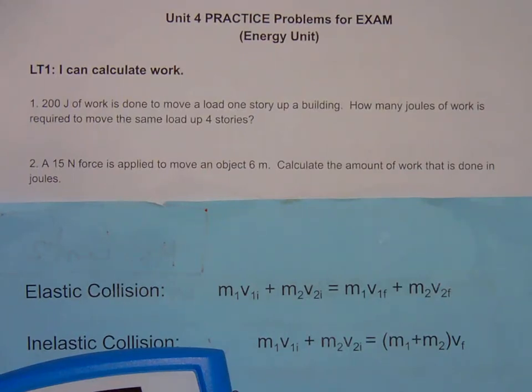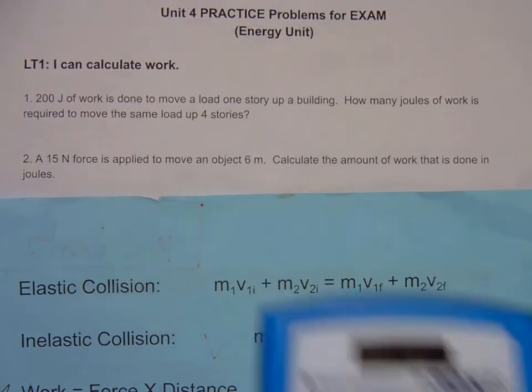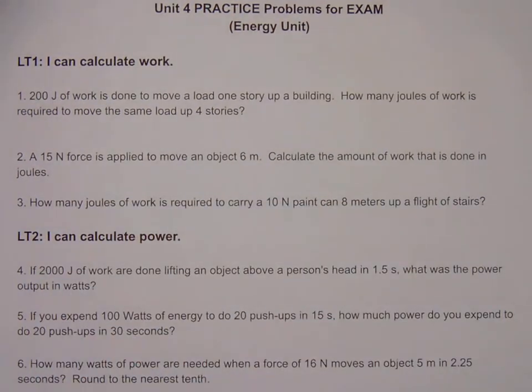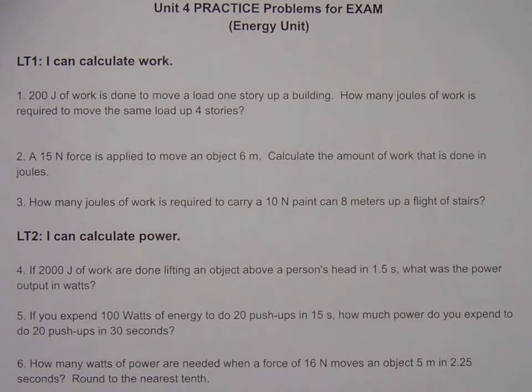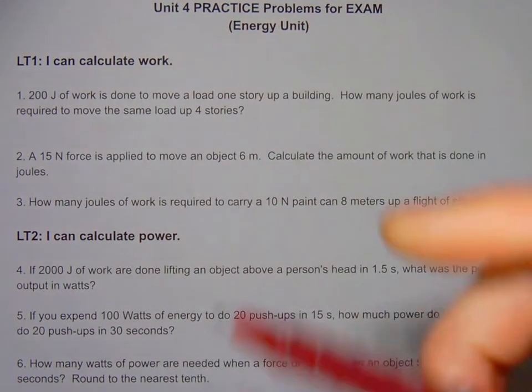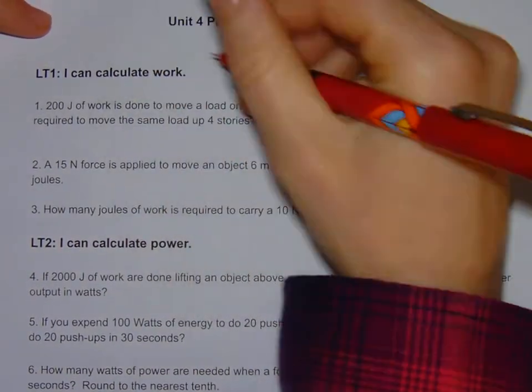Alright, this is the tutorial for the final unit of practice problems for Physical Science A final exam. So this is the energy unit. As always, recommendation: have a calculator and formula sheet, pause me every once in a while, and make sure that you can work through it on your own. So, LT1 is I can calculate work.